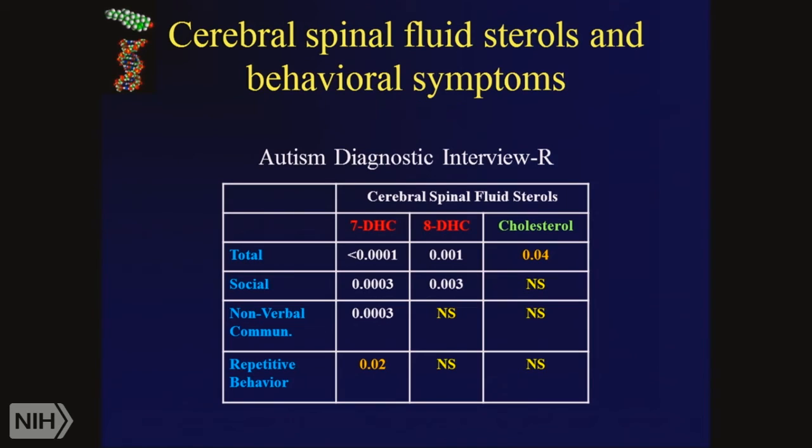We also think that this probably is applicable clinically in that the dehydrocholesterol may be the bad actor. This is a correlation of cerebral spinal fluid sterols with neurocognitive measures. In this case, we're looking at measures related to the ADI-R, a typical autism diagnostic interview score. And what you can see is that there's a better correlation with the dehydrocholesterols and various aspects of the ADI-R than there is with cholesterol. Again, it's only correlative, but it suggests that the 7-dehydrocholesterol with this aspect of the phenotype may be the bad actor.